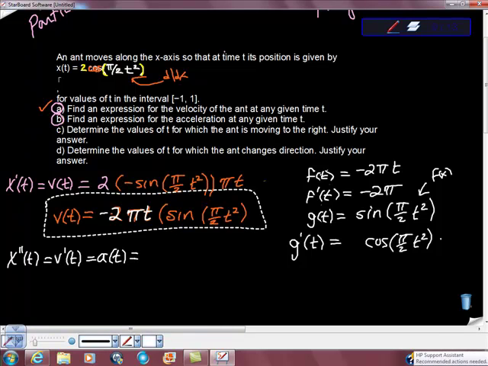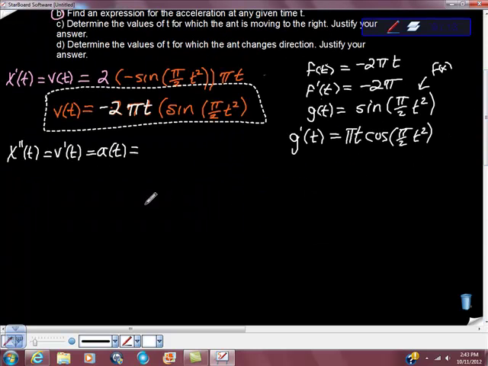And the derivative of this inner piece right here is pi t, isn't it? So pi t. I'm going to go ahead and move this pi t to the front if you don't mind. So I'm going to put pi t right there. So here are my pieces. Now I'm going to start to put my product rule together.